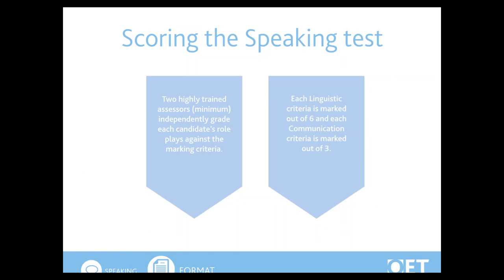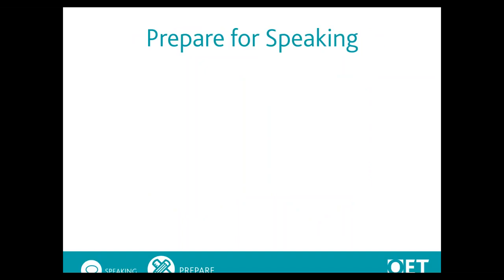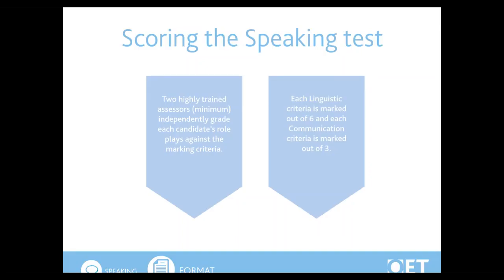Each role play is assessed against the criteria by a minimum of 2 highly trained assessors. Any borderline assessment or assessments that do not match will be assessed by a 3rd independent assessor to ensure the grade you receive is fair and valid. The 4 linguistic criteria are marked out of 6, while the 5 communication criteria are marked out of 3, meaning there is a higher weighting given to your linguistic abilities.